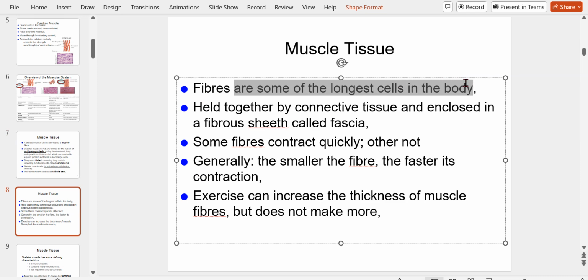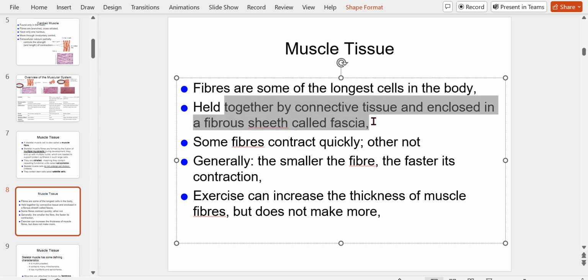Fibers are some of the longest in the body. When we get in there, you'll look at the sartorius. It stretches from the hip all the way down to the tibia. It's a long one. Muscles are held together by connective tissue, okay, fascia. You can actually see that, and we'll show you in a couple slides.